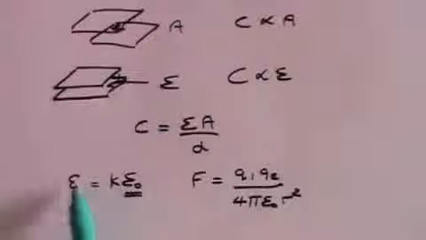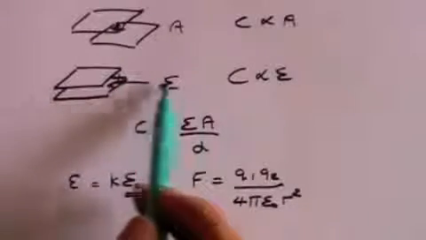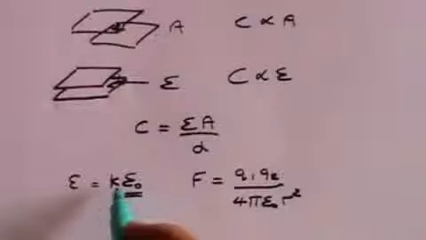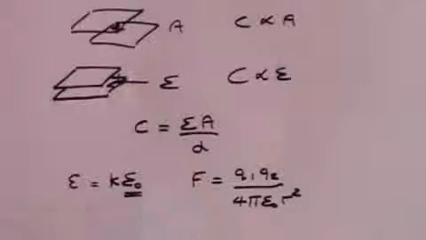And epsilon, in other words the dielectric constant of the insulator between the plates of the capacitor, is equal simply to a constant for that dielectric times the permittivity of free space.